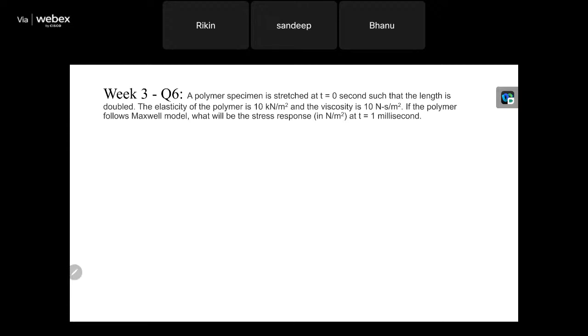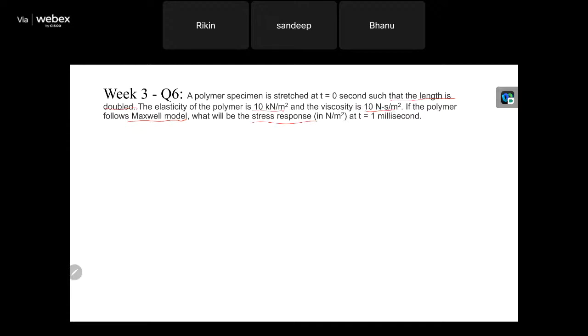Now, the first thing that you have to get is that this follows a Maxwell model, and it is stretched at t equal to 0. So that means that this is a relaxation test. Basically, the polymer is stretched at t equal to 0 seconds and held there. And it is given that the length is doubled, which indicates we can find the initial strain. And you have all the other values given to you. The E is given, mu is given, and you have to find the stress response.